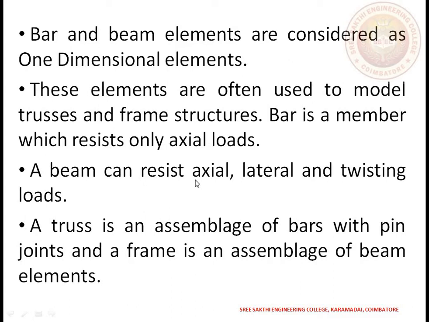A beam can resist axial, lateral and twisting loads, so we classify based on the condition. Then the next one is the truss. A truss is an assemblage of bars with pin joints, and a frame is an assembly of beam elements.